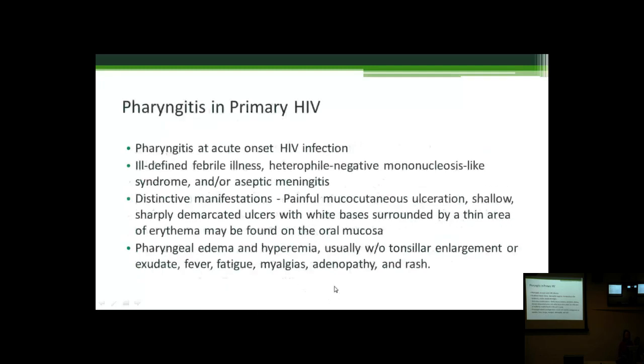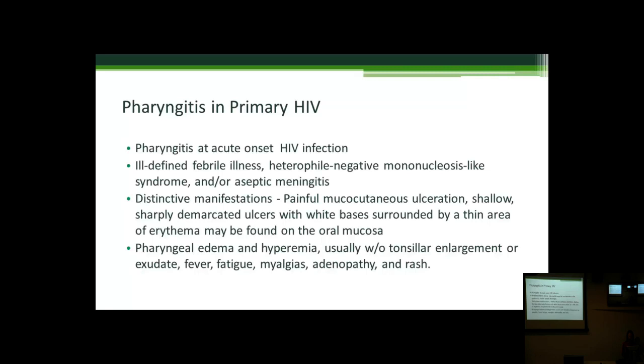Pharyngitis and primary HIV. HIV patients are prone to all sorts of illnesses, including typical pharyngitis. But with their history and their pathophysiology, pharyngitis is very common in them as well. So typically with these patients, they may or may not have a fever. They may mimic symptoms of mono, but not really have a positive lab test for mono. They have these vague symptoms of syndromes. They might have symptoms of aseptic meningitis.